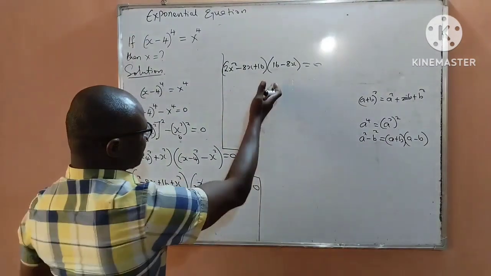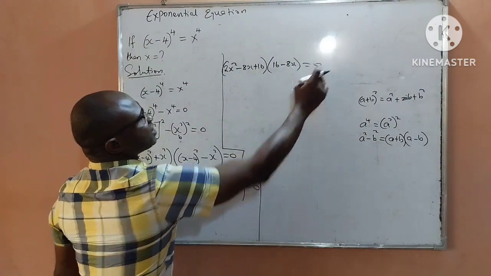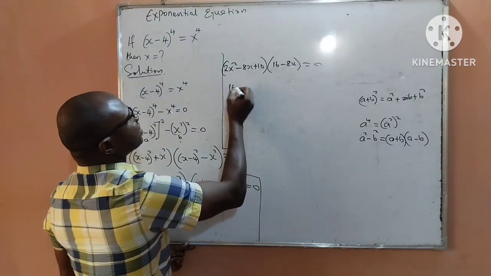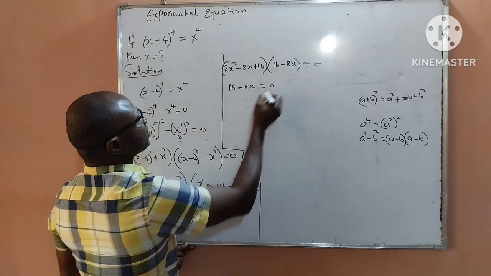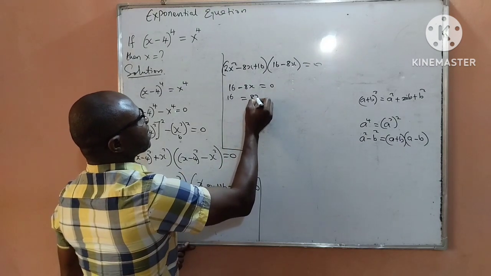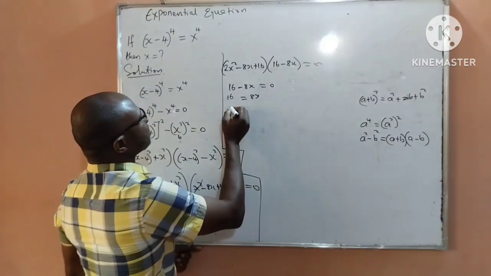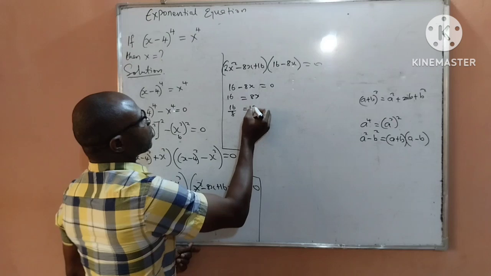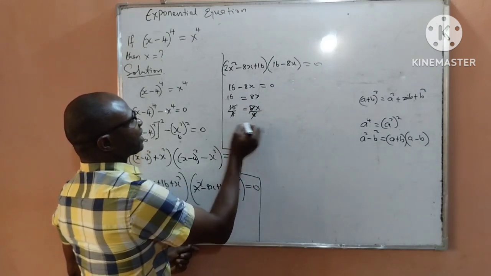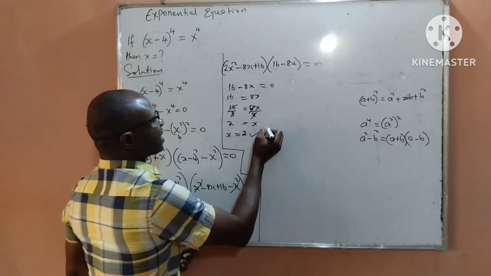Math is life. Let's continue. The first bracket is equal to 0, the second bracket is equal to 0. Let's start from the second bracket, which is 16 minus 8x equal to 0. Meaning that 16 is equal to 8x, moving negative x from the left to the right. And that becomes 16 divided by 8 is equal to 8x all over 8. So that will now give us x equal to 2. We have gotten the first value of x.